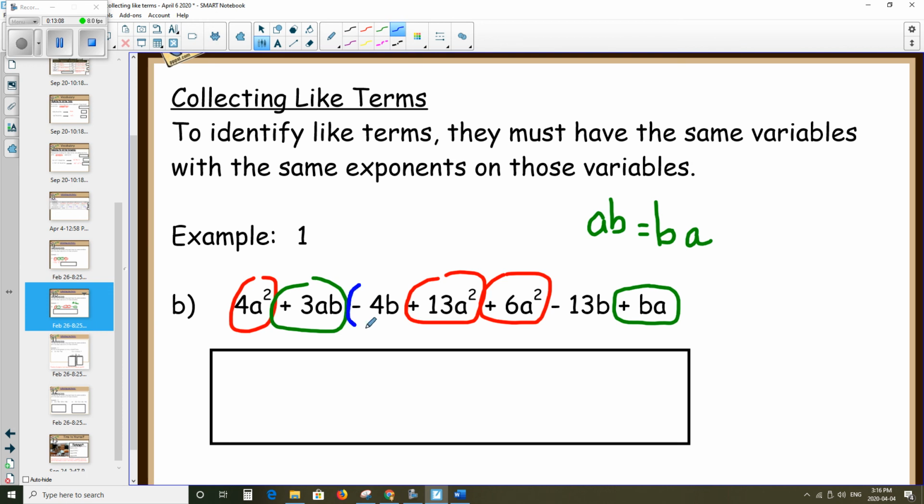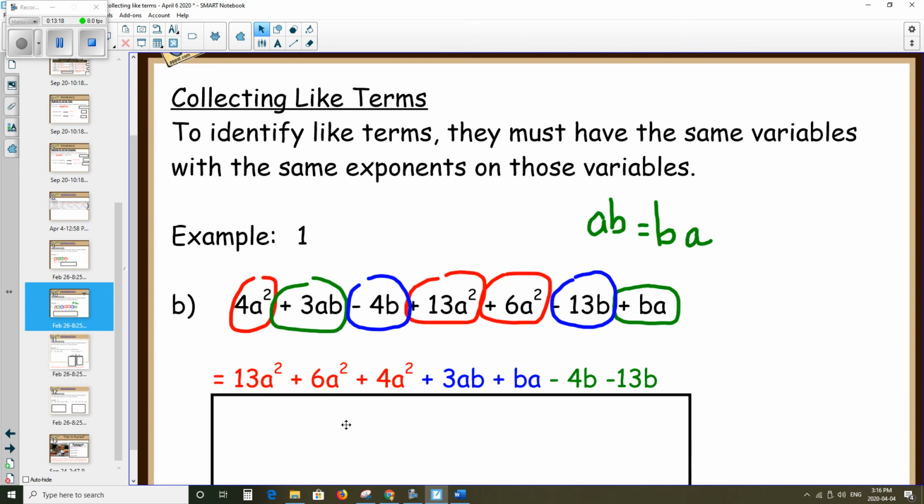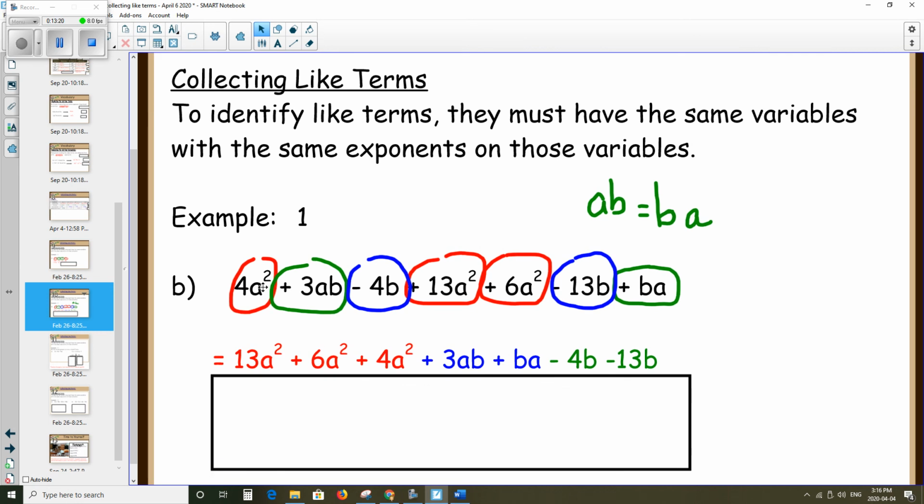And then we've got a negative 4b and a negative 13b. Okay, I like to circle them first. Now I can write them next to each other with the correct signs. So I wrote 13a squared first, but I could have written 4a squared. It doesn't really matter what order you write them in. Just make sure that they have the right signs that go with each of them. They're all positive for the first three.